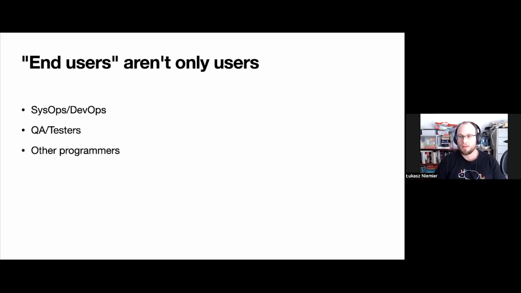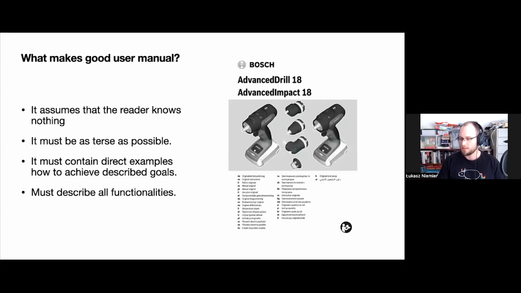Other developers are also some kind of users of your applications. When someone new comes to your team, you need to explain to them how the application works, what is going on, what they need to configure, and what they need to set up to start working on your system. And that is what I meant when I said the manual must describe all the functionality.